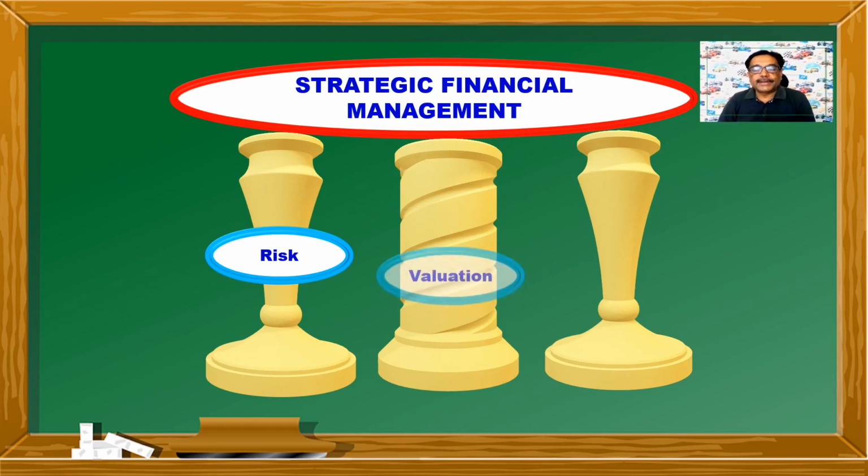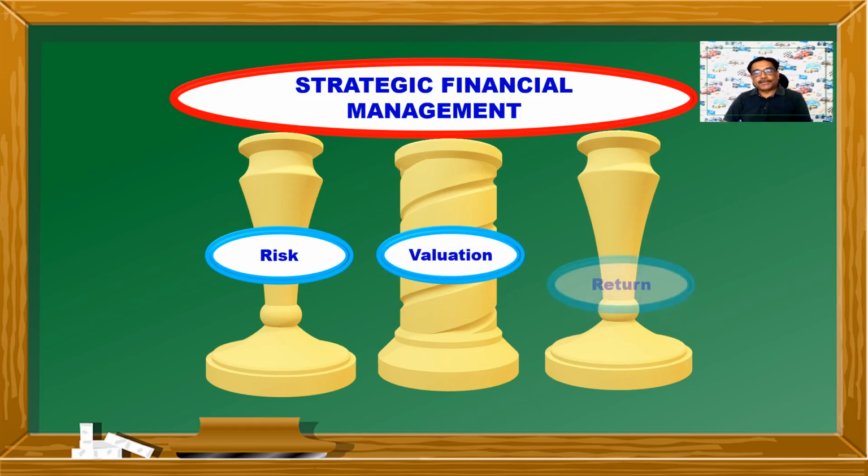What is the second pillar? The second pillar is valuation. You have to learn how to make the valuation of an asset, and the third pillar is your return. So these are the 3 pillars for this paper, strategic financial management or SFM: risk, valuation, and return. Valuation can be done with the help of risk and return. So first risk comes into play, then return, and at the end valuation comes into play.